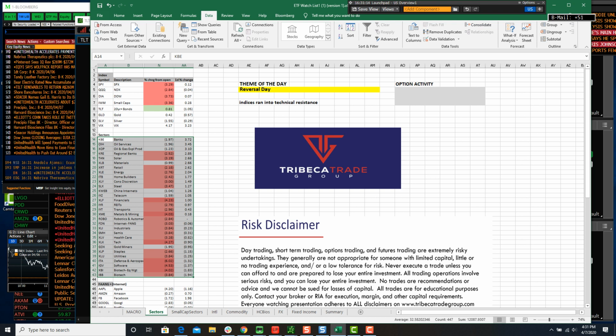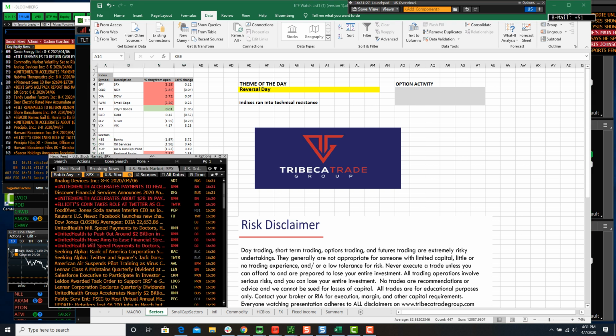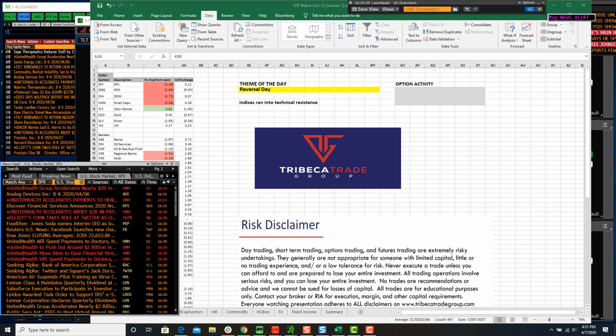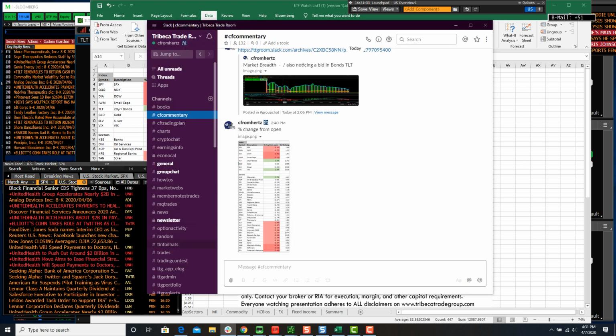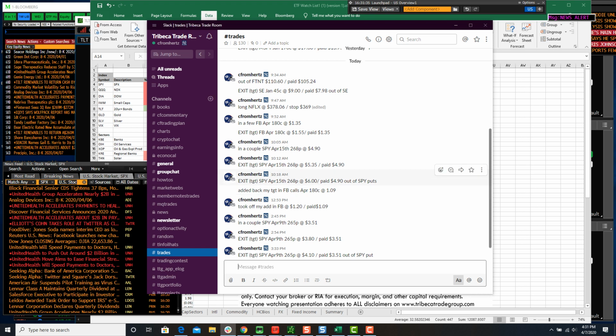The solar names, they still finished up for the day, but were up at one point well over 5% on the open. It's just really, I'm running out of adjectives, I guess, to describe it. But so here's what I did.